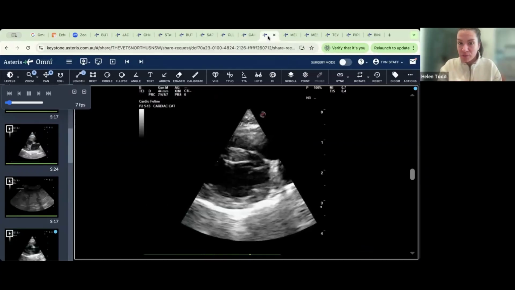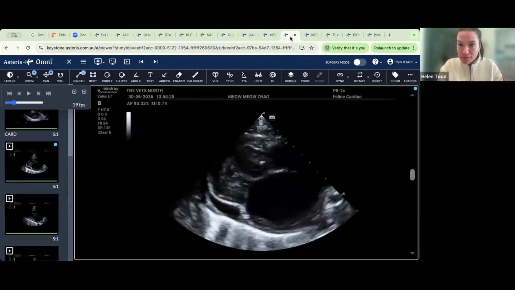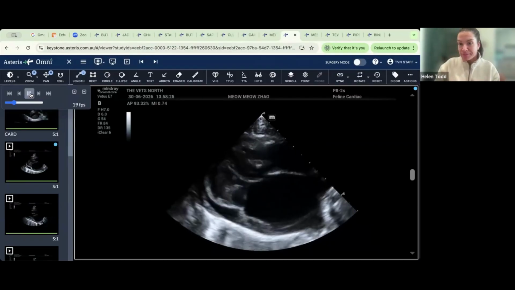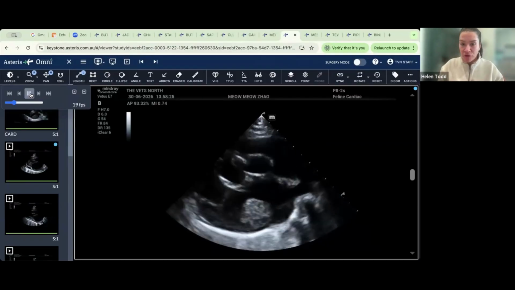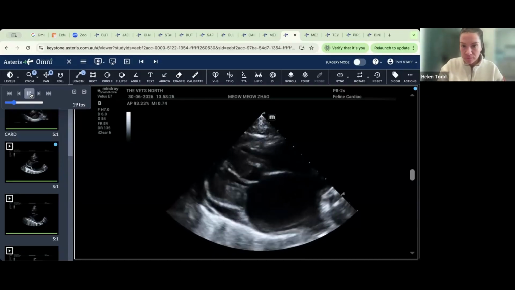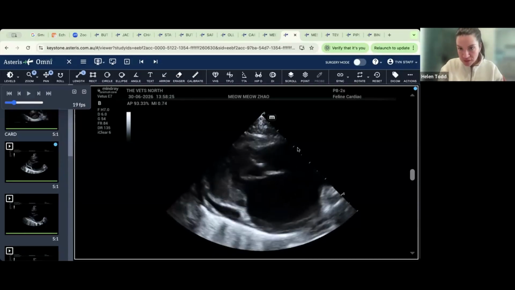So we're going to stick with the same view. Well, that's a terrible view. We're going to stick with the same view just to get our brains used to looking at it. This is also a cat, and it's the same view. So feel free just to take time to orientate yourself. So we've still got our atria. We've still got our ventricle. This is plural, sorry.